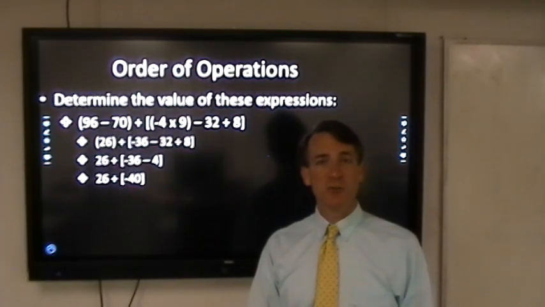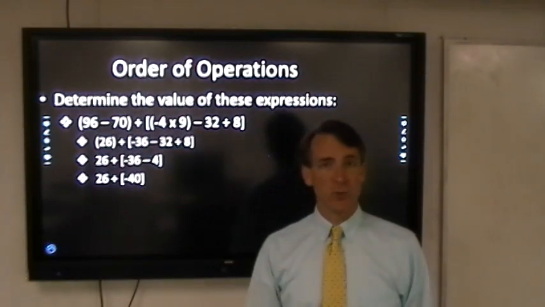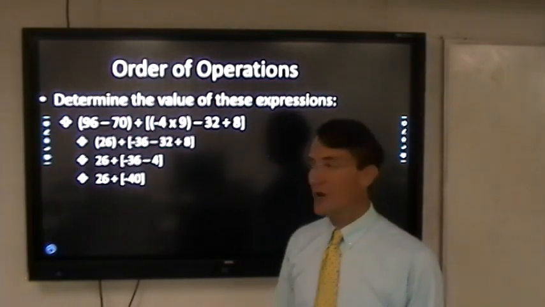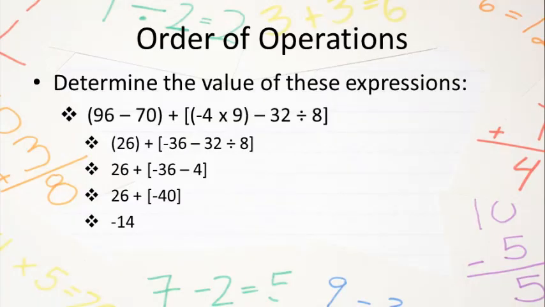I'm adding two numbers with different signs, so I find the difference of their absolute values, which is 14, and then use whatever sign is in front of the greater absolute value, that negative 40. So my final answer is going to be a negative 14.